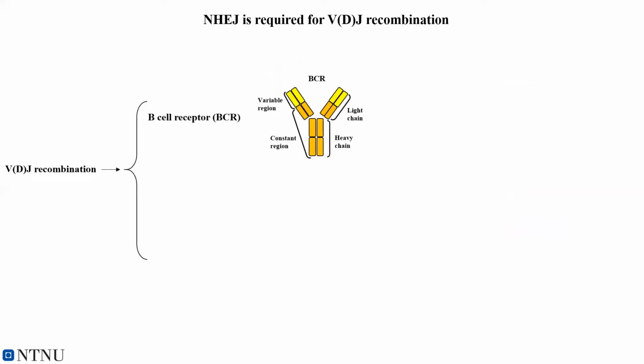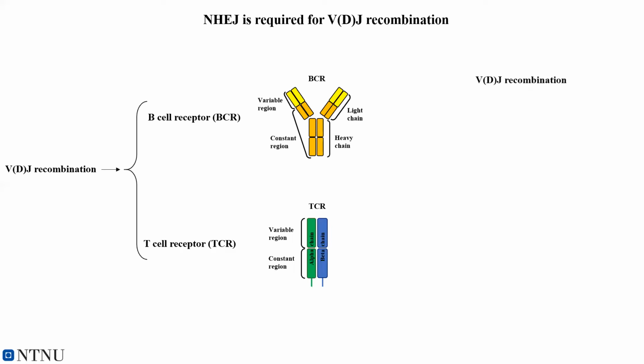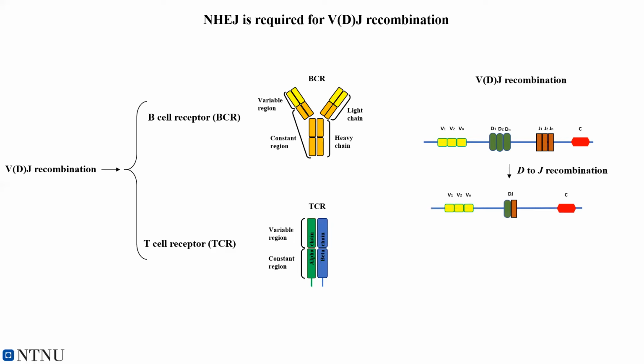NHEJ is required for VDJ recombination. VDJ recombination is a process that is required for rearrangement of genes encoding the heavy chain and light chain of the B-cell receptor, or BCR, as well as rearrangement of genes encoding the beta chain and alpha chain of the T-cell receptor, or TCR. During VDJ recombination, DNA double-strand breaks are induced, and then a selected diversity or D gene segment connects to a selected joining or J gene segment and forms the DJ complex, and then a selected variable or V gene segment connects to the DJ complex.